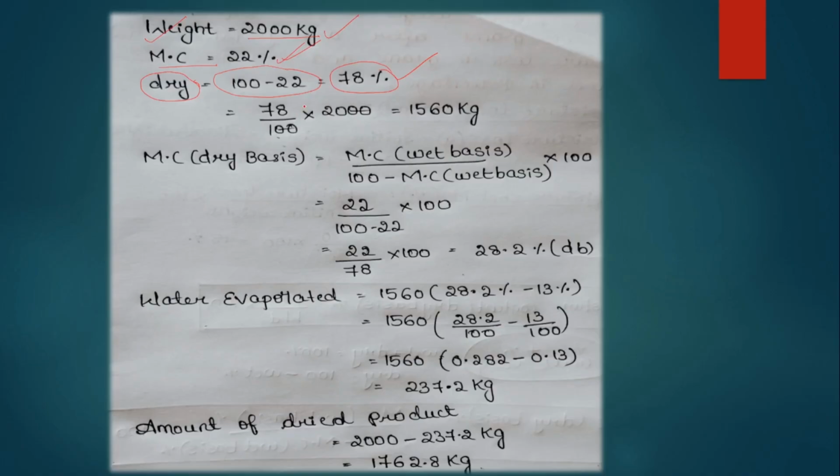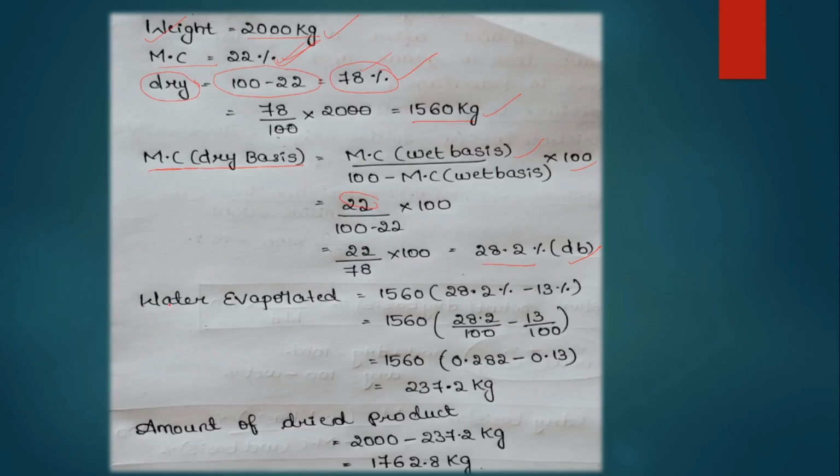In the total weight, we need to calculate the dry percentage, that is 78 by 100 into 2000, we get the 1560 kilograms. Now, we need to calculate the moisture content on the dry basis. We know the formula, that is moisture content wet basis by 100 minus moisture content in the wet basis into 100. We know that the moisture content is given, that is 22 percentage. It is substituted, 22 by 100 minus 22 into 100, we get 28.2 percentage, that is of dry basis.